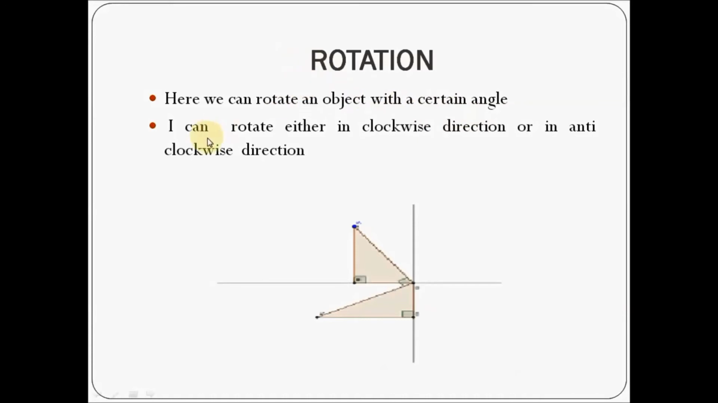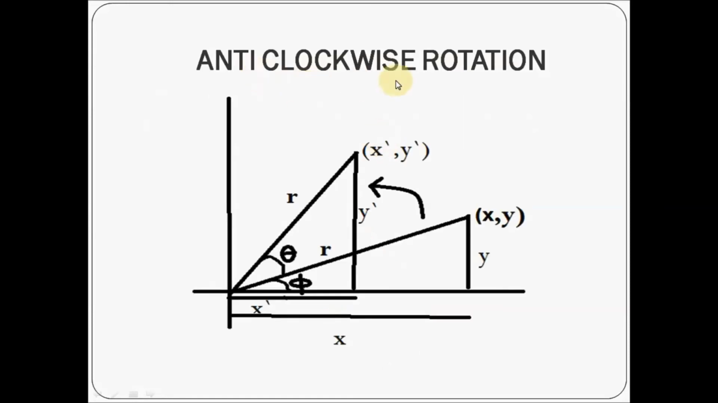But in rotation there are two types. Either you can rotate your object in clockwise direction, or in anti-clockwise direction. You can see here, this is the object before rotation and this is the object after the rotation. 90-degree rotated it. So you should know that you can rotate the object with a certain angle, either clockwise or anti-clockwise. We will discuss these two cases, and first I will take up the anti-clockwise rotation.